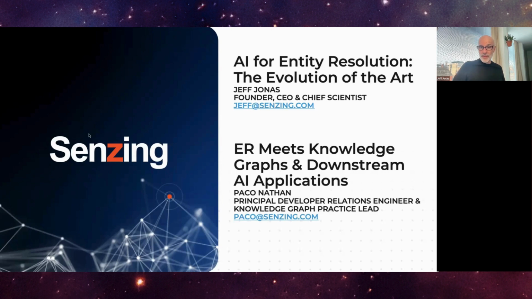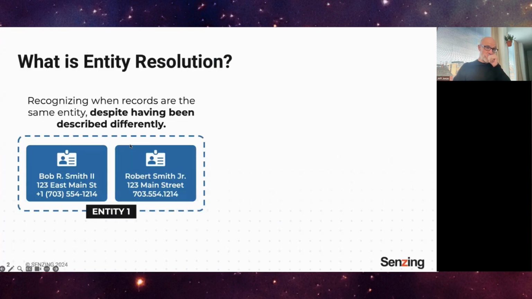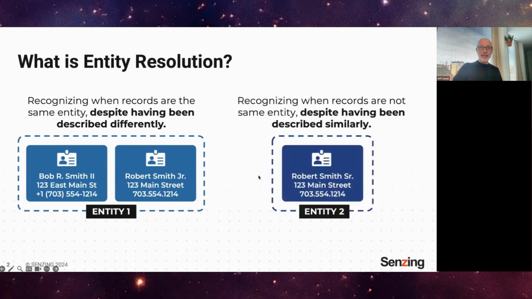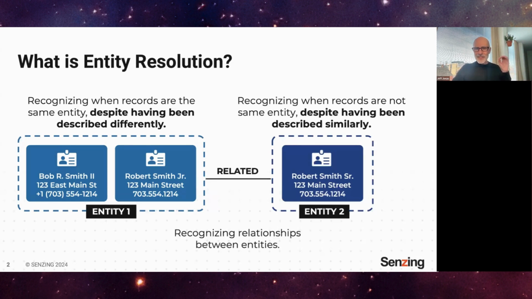I thought I would just start with the way we define entity resolution these days, and it's recognizing when two records are the same despite having been described differently. Look at these two records and you can just see there's a lot of little differences. Conversely, recognizing when records are not the same entity despite having been described similarly. These two records here are almost exactly the same except for the one letter S and the J. Wow, what a difference one letter makes, and in which position. And to do really good entity resolution, as we have come to learn, you have to be able to track the relationships between entities, which means graph it and network it to produce better quality entity resolution results.